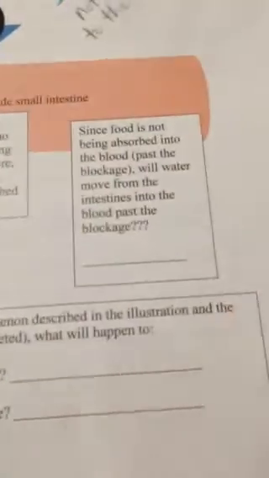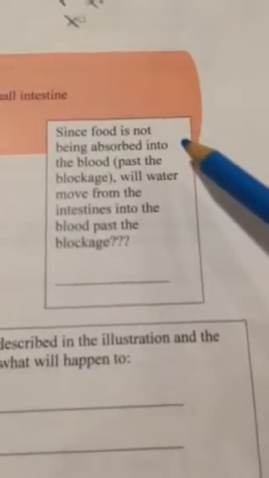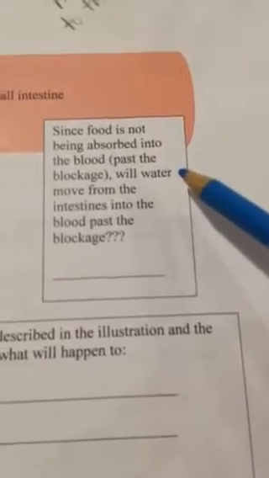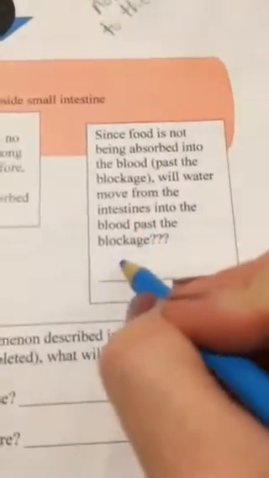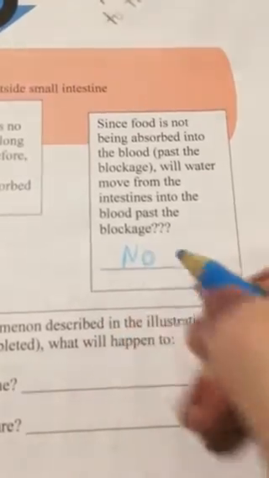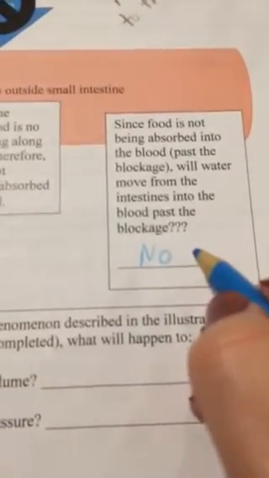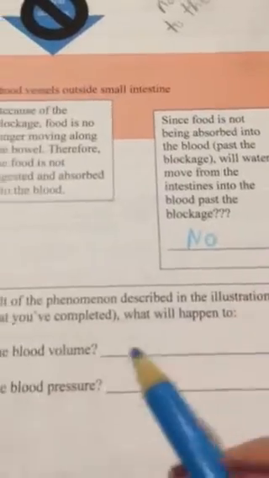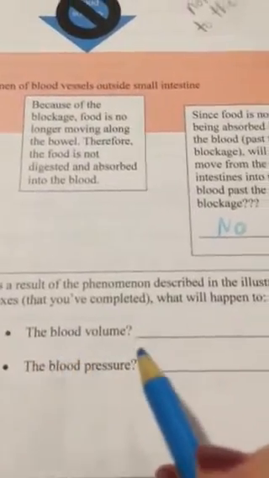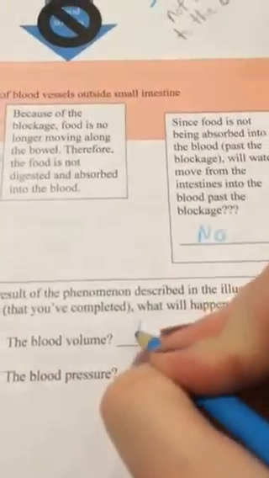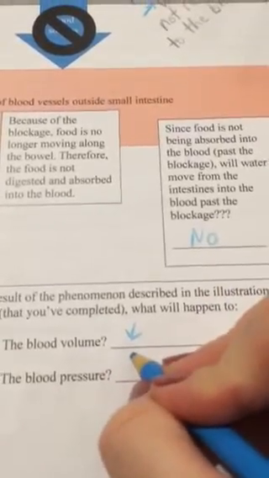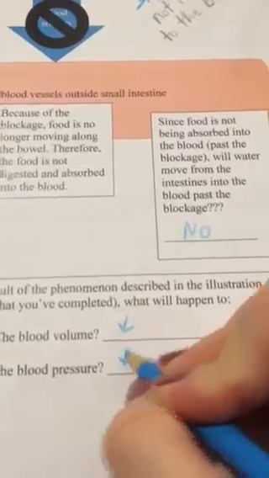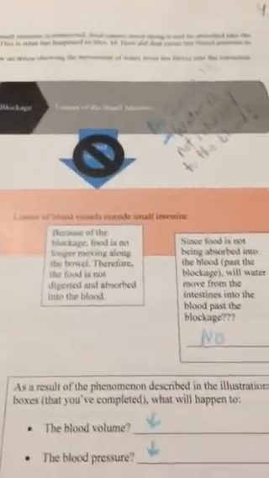Okay, then it says, since food is not being absorbed into the blood past the blockage, will water move from the intestines into the blood? We said no, right? It would not. So we're not restoring our blood volume, and blood volume will drop. So what happens to the blood volume? It's going to drop. What happens to the blood pressure? If blood volume drops, so does blood pressure. Okay, so let's see if we can get to the next page.